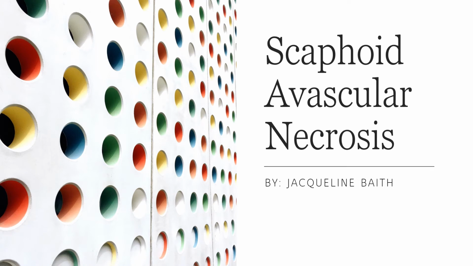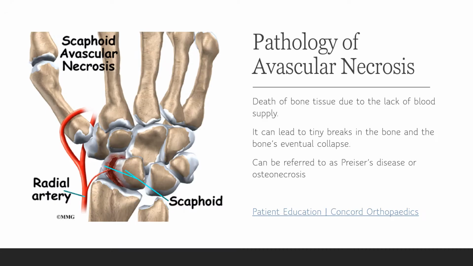My name is Jacqueline Baith, and my presentation is over scaphoid avascular necrosis. Avascular necrosis is the death of bone tissue due to the lack of blood supply. This can lead to tiny breaks in the bone and then the bone's eventual collapse. This condition can be referred to as Preiser's disease or osteonecrosis.